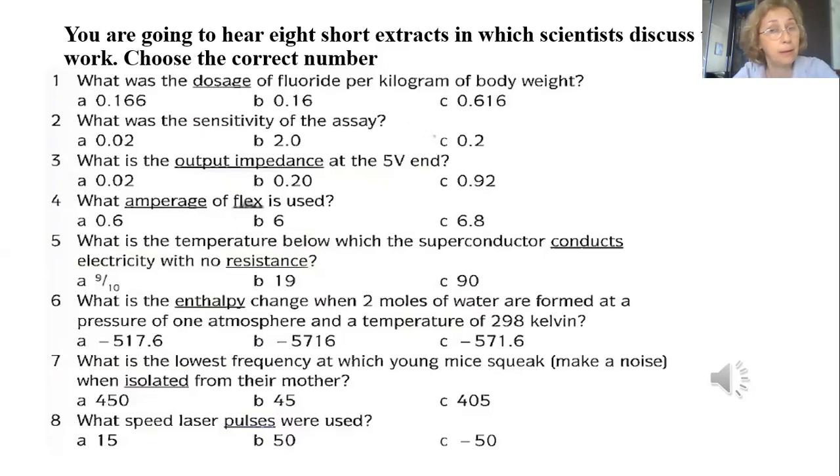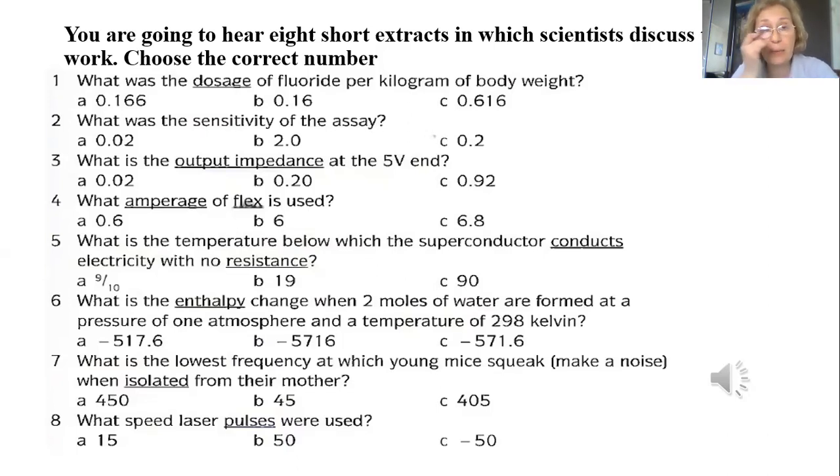Okay. Yes, this is kind of extracts from the description of the experiments, right? So first, in the first question, what was the dosage of fluoride per kilogram of body weight? A, B, or C? Aidana? I think I couldn't hear well the first question, but I think it is B. A. A. Yes, this is not 0.166.